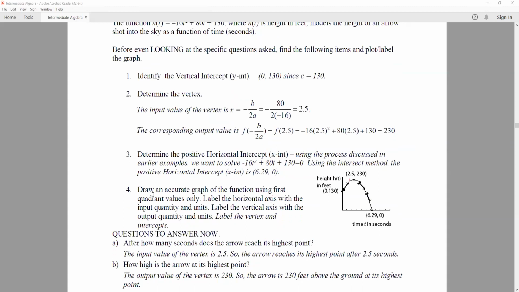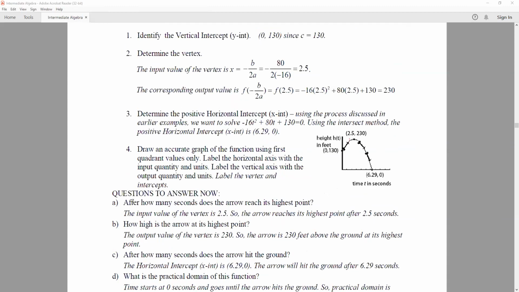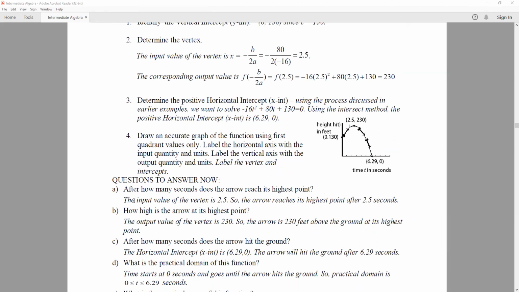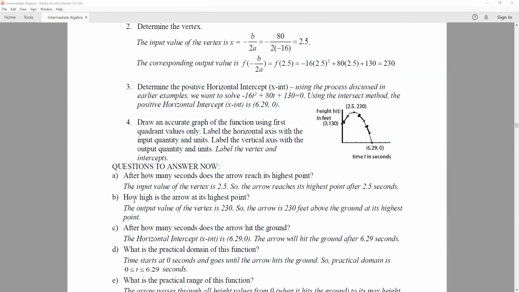So going back to the workbook, let's go to the questions now. A says, after how many seconds does the arrow reach its highest point? Now, the highest point of the arrow is going to be from the graph, it's going to be here. And that is the vertex, right? That is a vertex. But it says after how many seconds? So we are looking at the x, right? The time, which is 2.5.